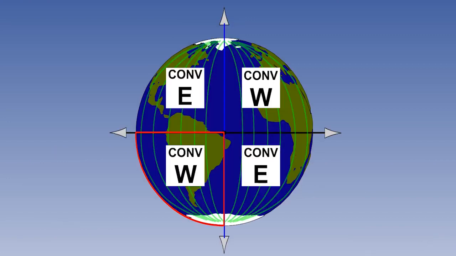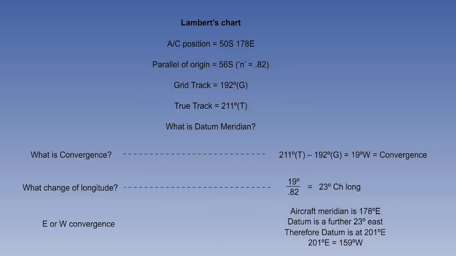Back to the usual diagram. The convergence is west, so the aircraft must be west of the datum. This means that the datum is east of the aircraft. The aircraft meridian is 178 east. The datum must be another 23 degrees east. This comes to longitude 201 east. Take it away from 360 to get 159 west.